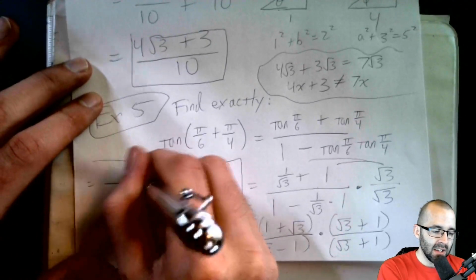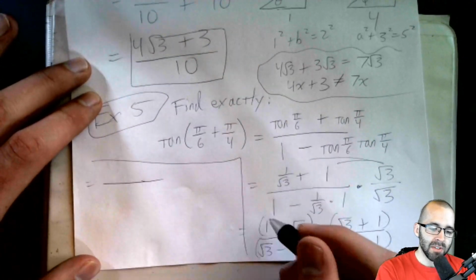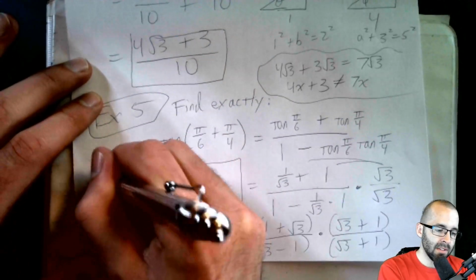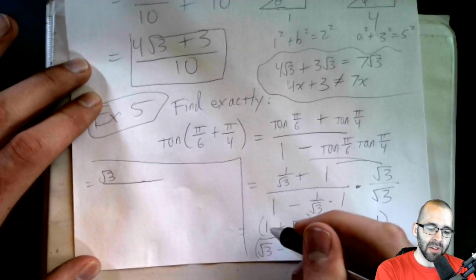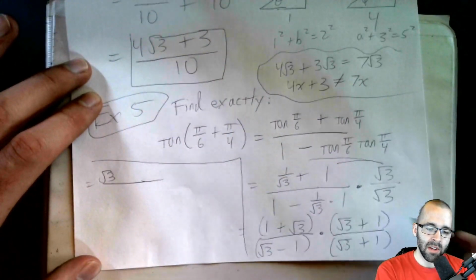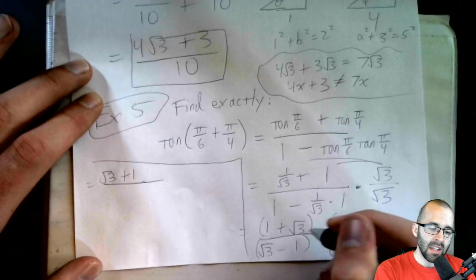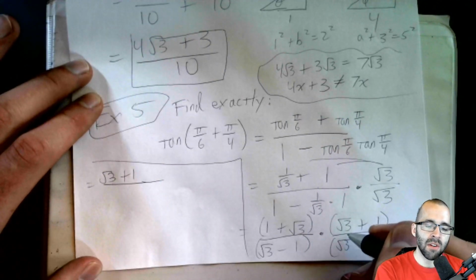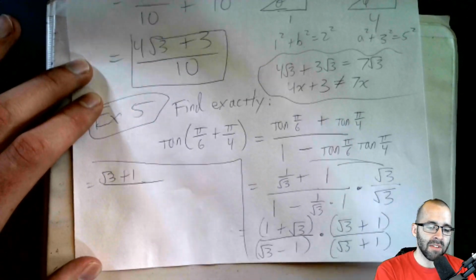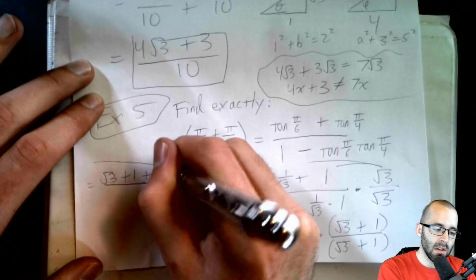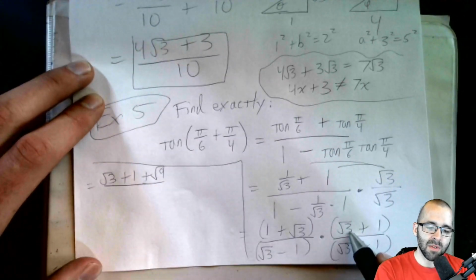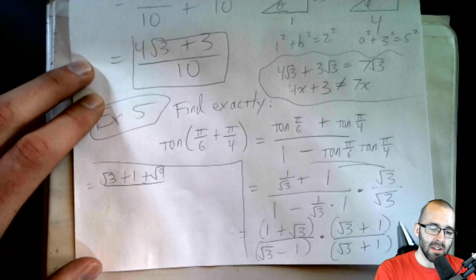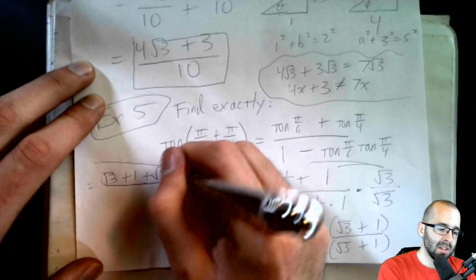So our top is 1 times root 3. That's root 3. FOIL is first. Outer, 1 times 1 is 1. Inner, the square root of 3 times the square root of 3 is the square root of 9. Square root of 3 times the square root of 3, you multiply the insides. And then last, square root of 3 times 1 is square root of 3.